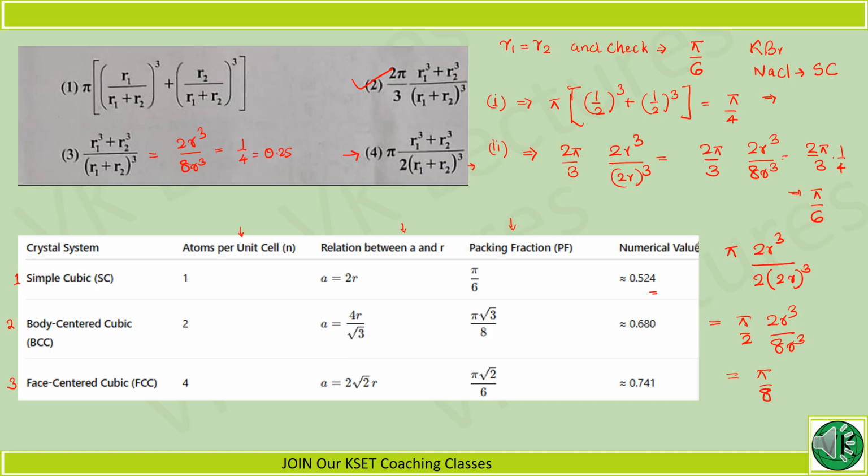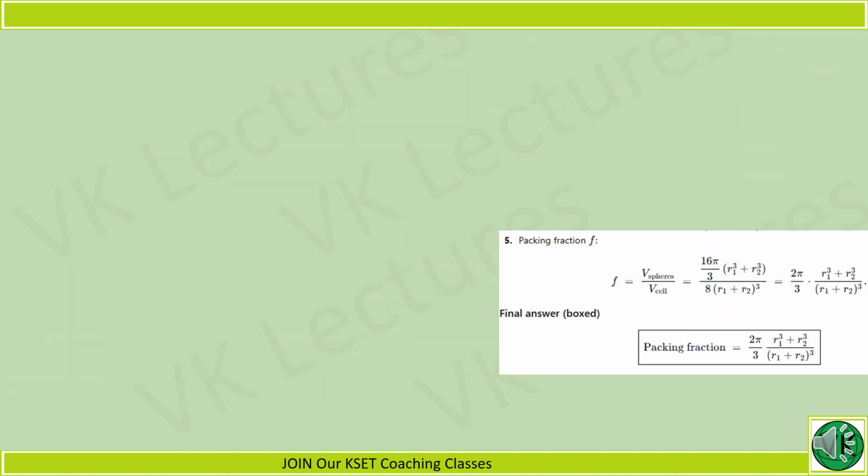So this is how you can check the answers when you know the packing fraction for each crystal system. Now if you don't know the packing fraction for the crystal system, you can go for a numerical method of solving. So now let's take KBr, which is similar to the NaCl structure.